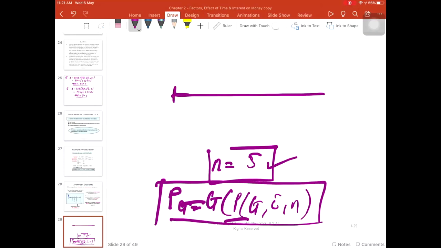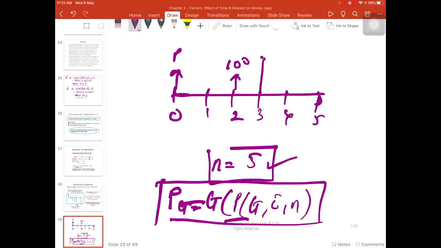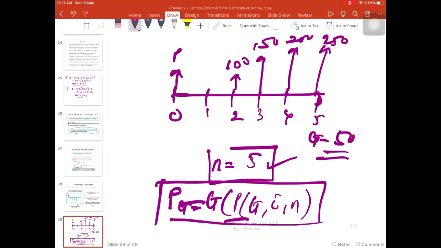Okay, katakan 0, 1, 2, 3, 4, 5. Okay, katakan ni RM100. Confirm kat sini RM150. Kat ni RM200. Yang ni RM250. So gradient dia adalah apa? RM50. Consistently. Ataupun 100, 200, 300. So gradient is a 100. It depends. Consistently menaik.